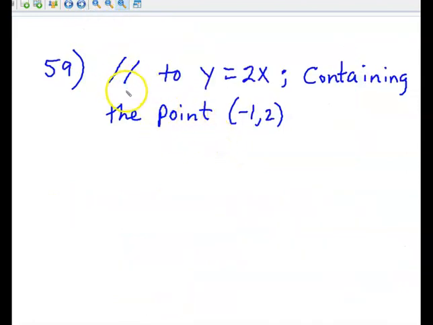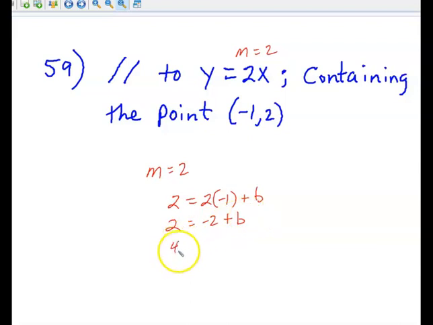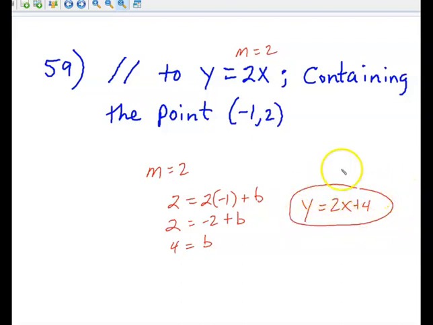We have a line that's parallel to y equals 2x, and it contains the point negative 1, 2. The slope of this line is 2, and since the two lines are parallel, I'm going to use the slope of 2 when I write the equation for the line that goes through negative 1, 2. So again, y equals mx plus b, and we're going to solve for b. I add 2 to both sides. b is 4. So the equation is y equals 2x plus 4.